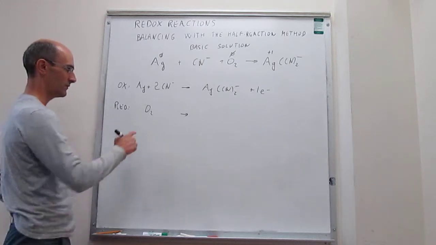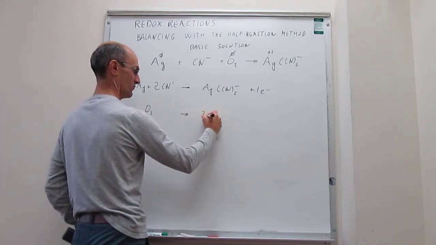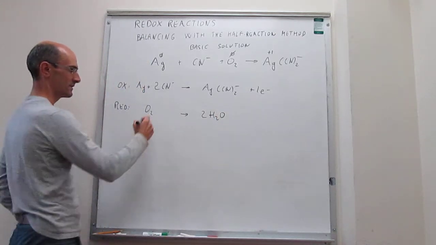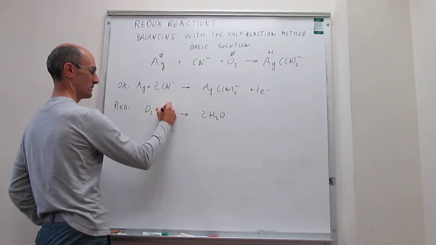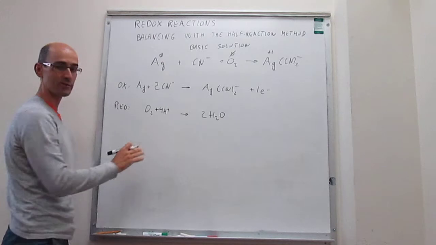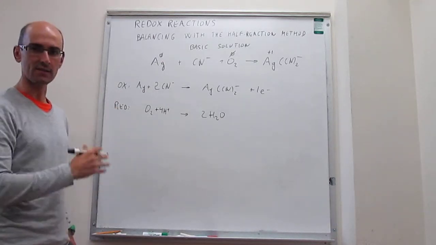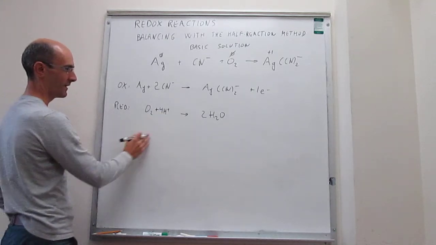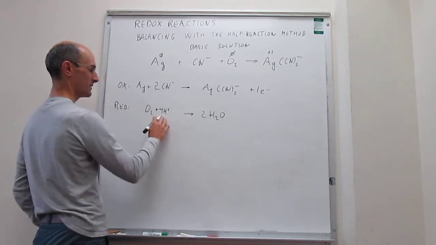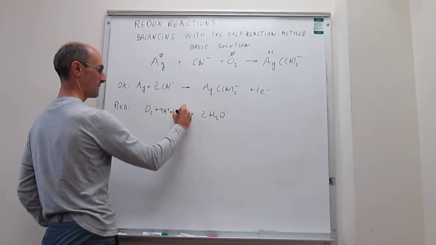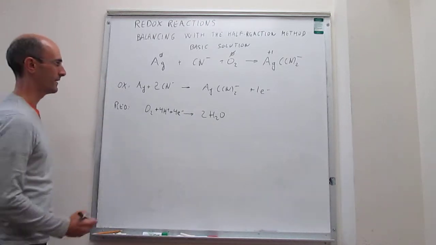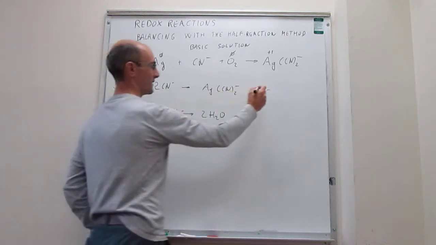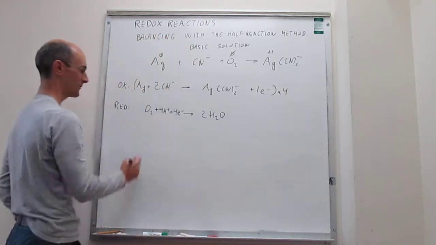The reduction here, to balance the oxygens, we can use water. And then the way to balance these hydrogens is with protons, H+. So until now, we actually haven't changed anything. This is exactly the same way as we're balancing it in acidic media. And then the final step here is to balance the charges by adding electrons. Notice that to balance that, you need 4 electrons here. Here we have 1 electron in products, here we have 1 electron in reagents, so we need to multiply that by 4 in order to balance those half reactions.